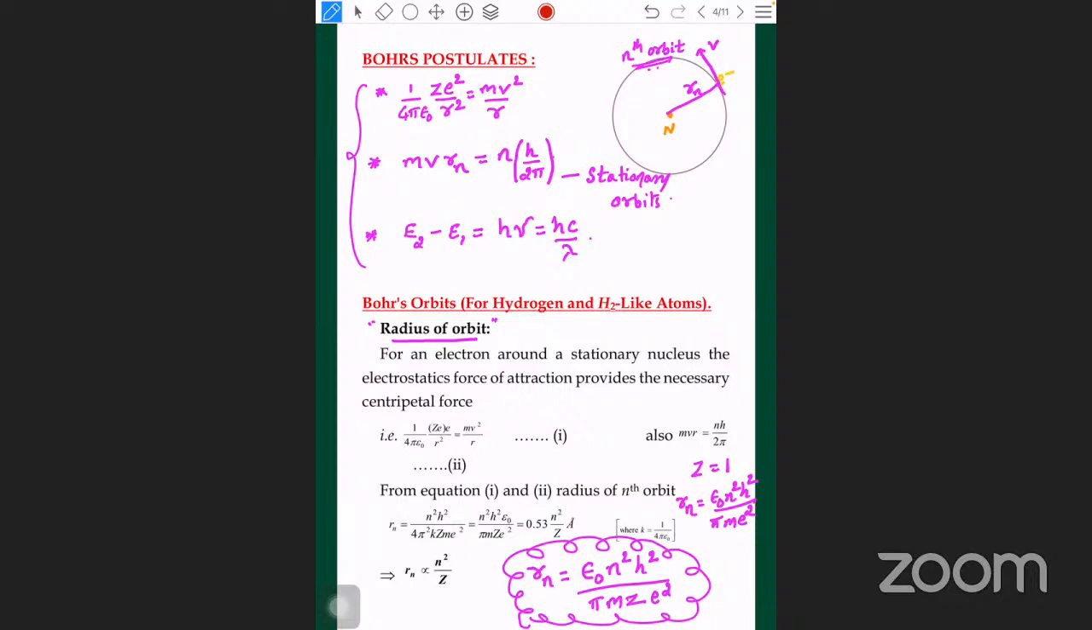So please remember this. If you look at the orbit number n, can you tell me how the radius of the nth orbit and n are related? Radius of the nth orbit is directly proportional to the square of the principal quantum number, that is orbit number n. So as the orbit number n increases, the radius of the nth orbit also increases. Got it?